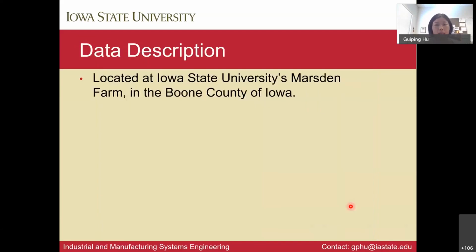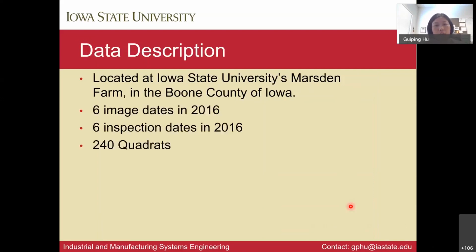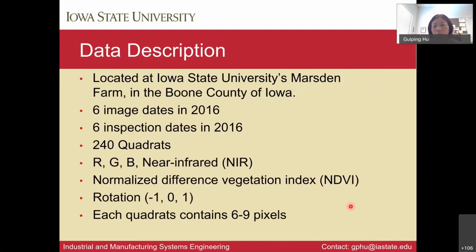Now, in terms of the data, we were using data provided by Darren's research group, and this is information from 2016. We also did it for 2017 and 2018. The information we got was the RGB information, and then you can calculate the NDVI, the normalized difference vegetation index. And we also consider rotation information, what was planted there ahead of time.